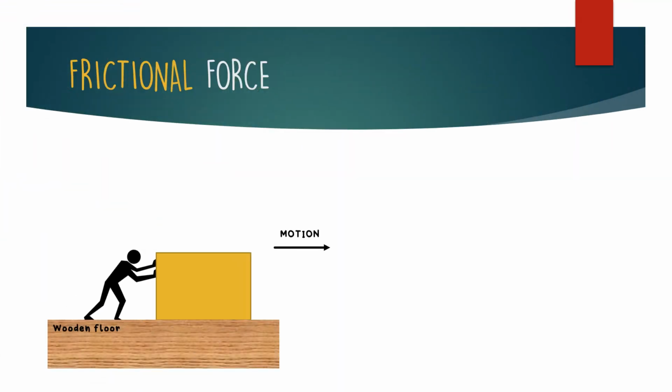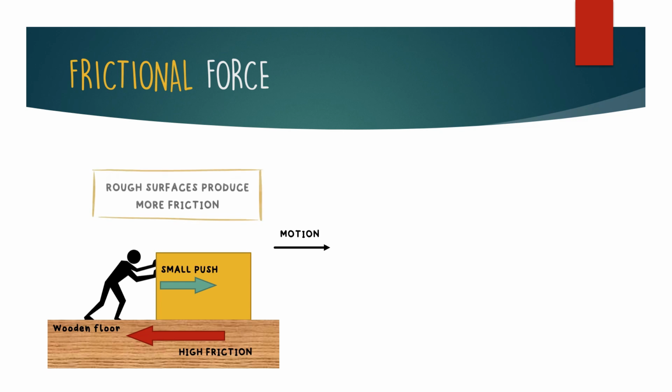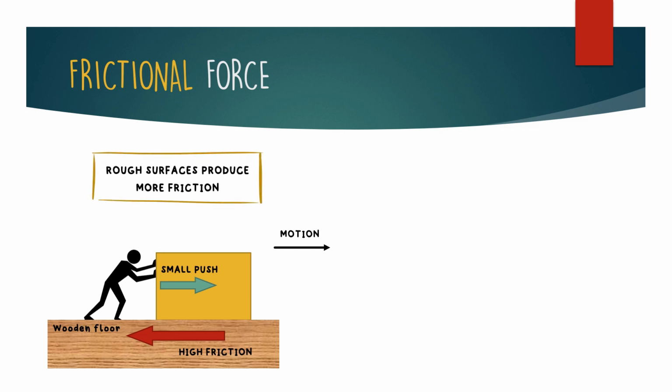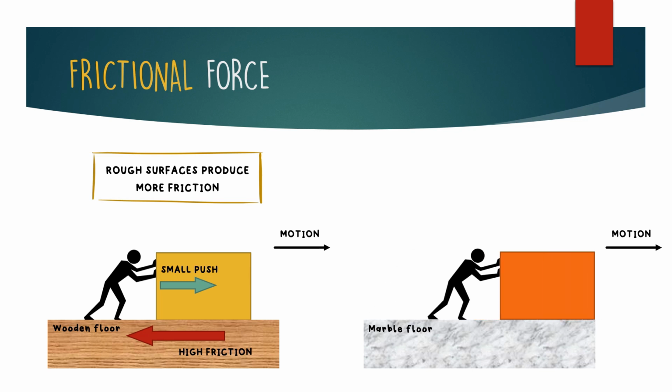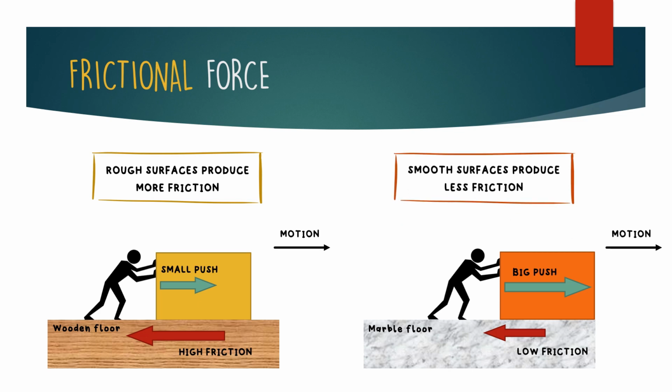Along a wooden floor, a box can only be moved with a small push, due to the high friction. This shows that rough surfaces produce more friction. However, along a marble floor, a box can be moved with a big push because of the low friction, showing that smooth surfaces produce less friction.